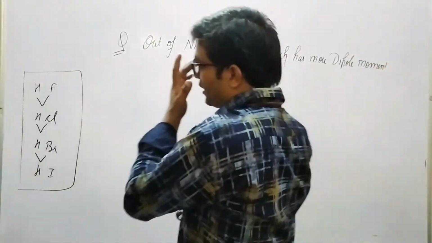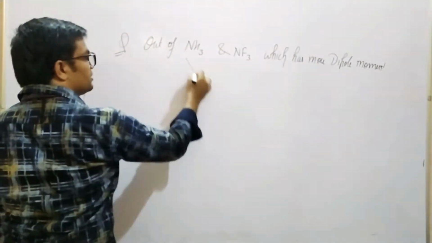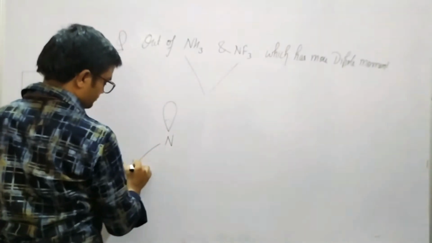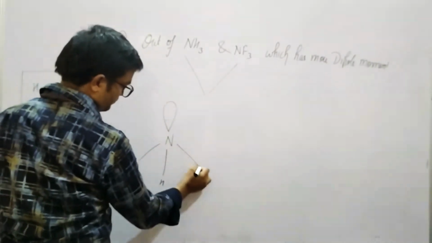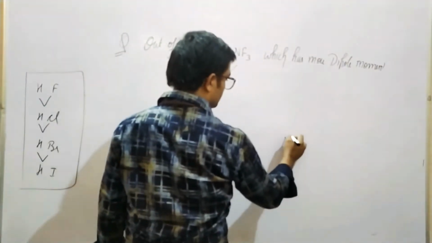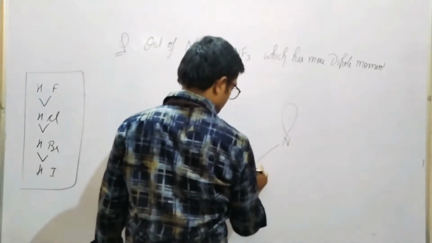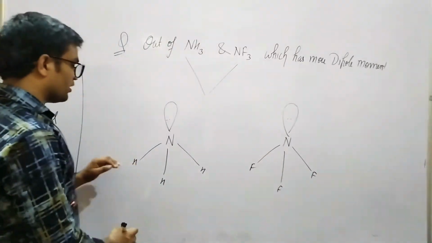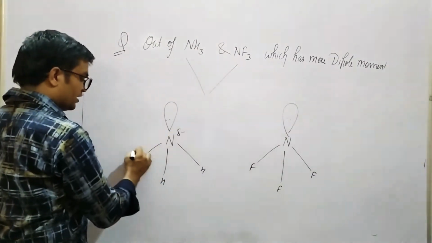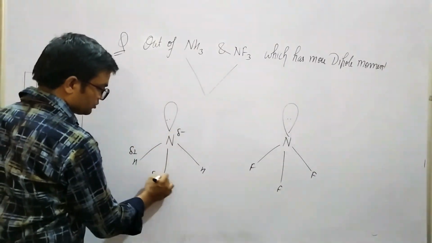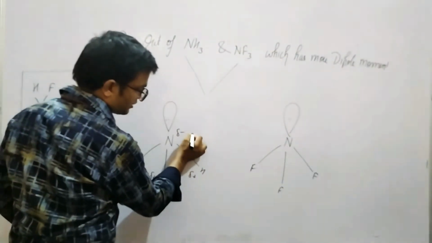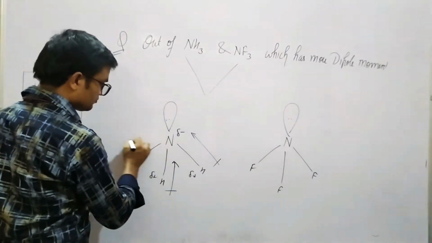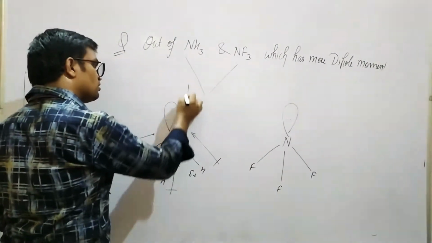See students, in NH3 and NF3 both have tetrahedral geometry. Therefore the shape comes out to be this, and in NF3 it comes out to be like this. Here the more electronegative atom is nitrogen. Therefore delta negative, delta positive, delta positive, delta positive. The direction comes out to be this, and the net is toward the upper side.